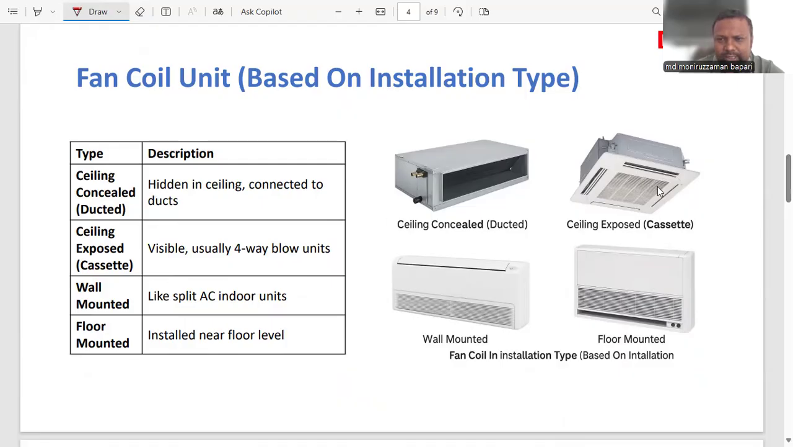Mechanism wise, all of them work on the same principle. There's a fan, there's a coil, and refrigerant, hot or cold, flows through the heat exchanger coil, and air either gets heated or gets cooled down.